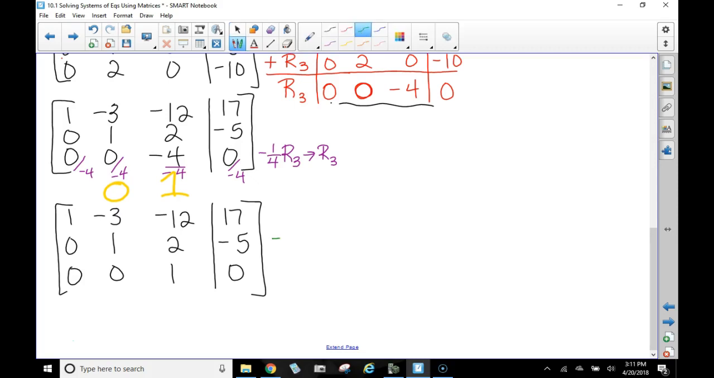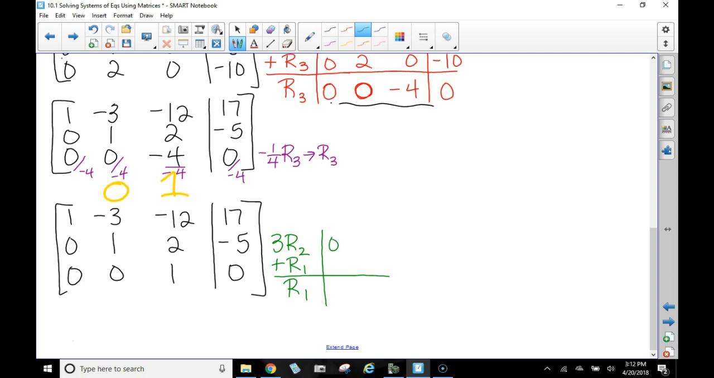a -3 times row 2 to get, no, not -3, sorry. It's already -3. So, y'all, what do we want? We want +3 times row 2 added to row 1 to change that into a new row 1. Okay? 3 times row 2.